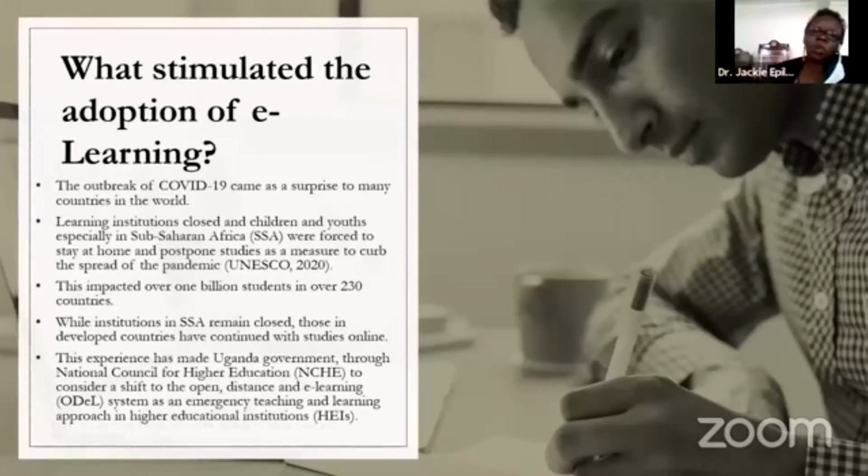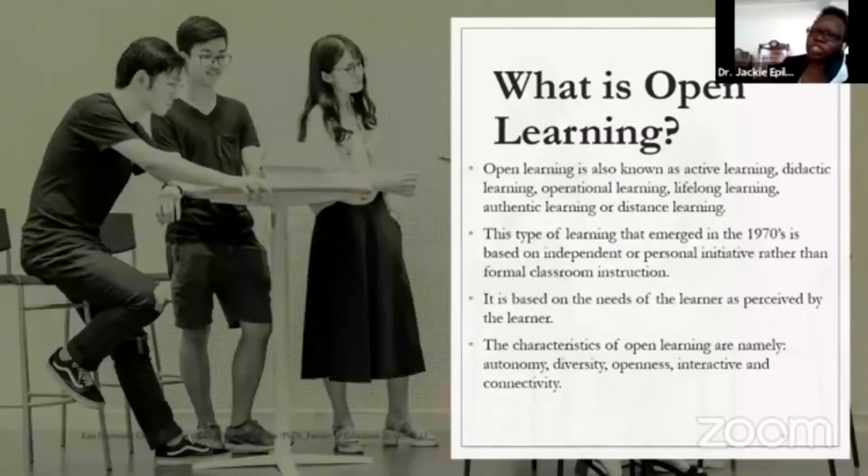This impacted over 1 billion students in over 230 countries. While institutions in sub-Saharan countries like us remained closed, those in developed countries continued to study online. This experience has made Uganda, through the National Council of Higher Education, consider a shift to open distance and e-learning, which is abbreviated the ODEL system. This is just an emergency teaching and learning approach that we will adopt in a higher education institution like Lira University. Now, you'd ask yourself, what is open learning?